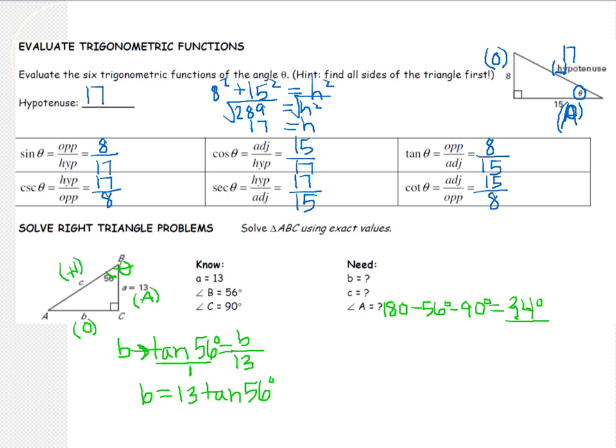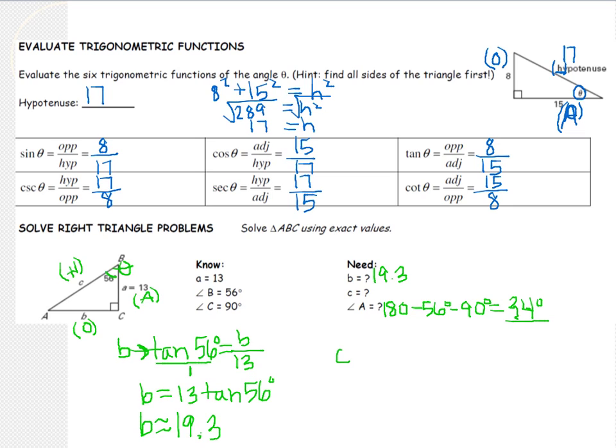So before you put this into your calculator, make sure your calculator is in degrees, not radians. And you can do that by looking at the mode. So if you put this in your calculator, B is about equal to 19.3. So B is 19.3.